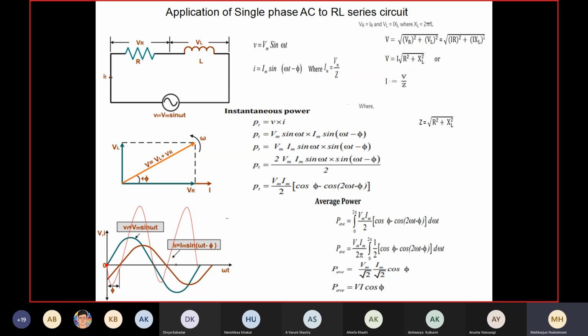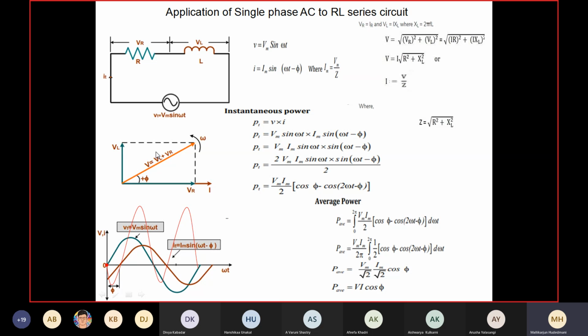A lot more numerical problems we need to solve. Here I have Z equal to square root of R square plus XL square. If you apply this Pythagoras relation to this, what is this vector V? What is vector VR? What is this dotted vector? Same as this vector VL. So this is I into R, which is shown here. I into R. This vertical line is I into XL. What is this hypotenuse at that time? I into Z. So V equal to I into Z.